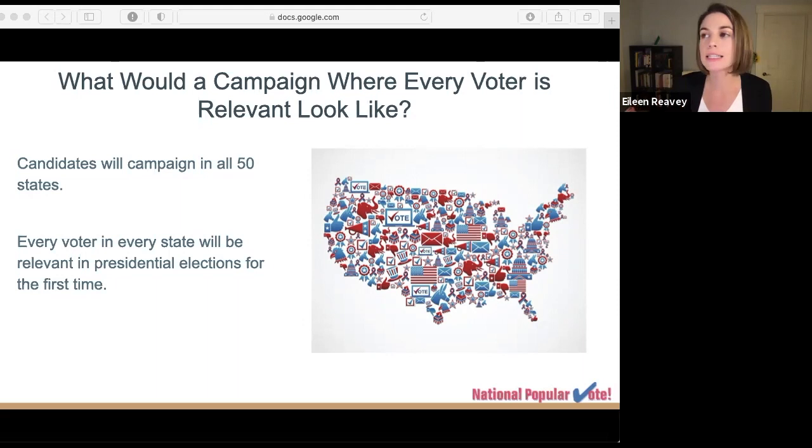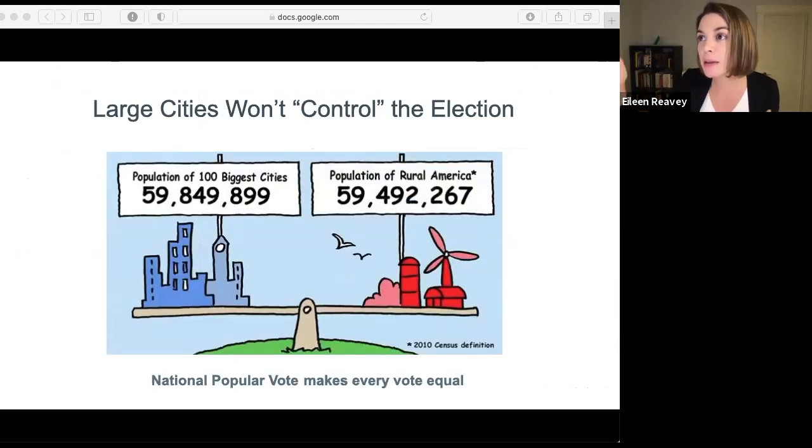You're not going to see this tendency for candidates to just go to one metropolitan area or the other, because that's really realistically not where the people are. The people are all over this country. So people sometimes think, oh, they're just going to go to New York City and LA, or they're just going to go to California and New York.